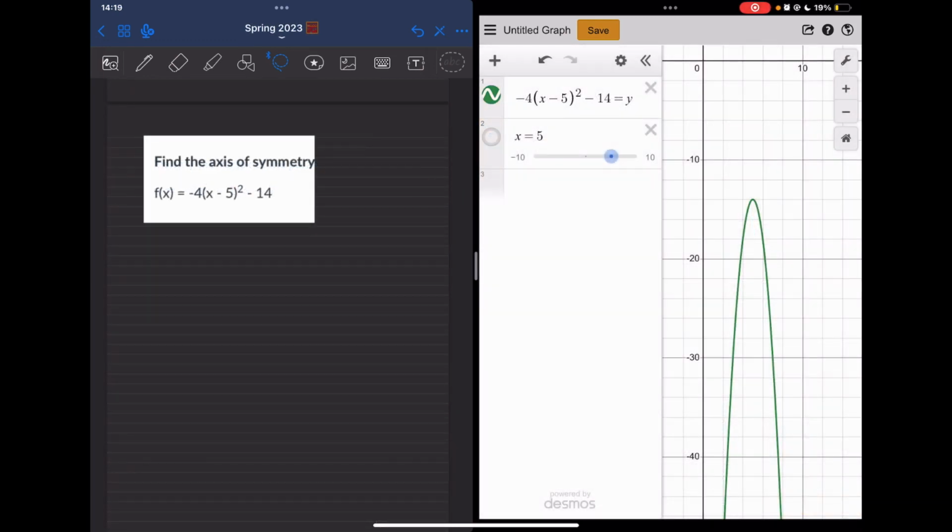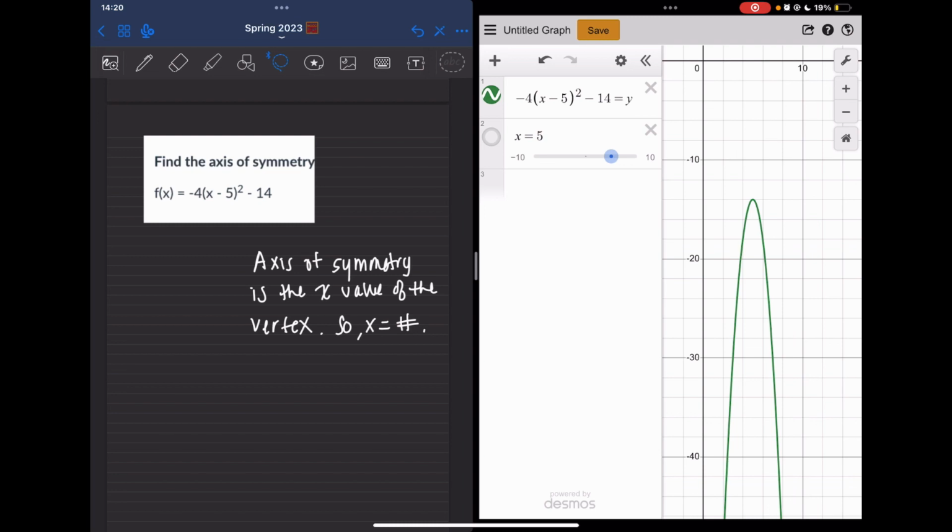Okay, so for number 11, the axis of symmetry, it's going to say f of x equals negative 4 times x minus 5 squared minus 14. So this is a parabola. The axis of symmetry is going to be the center of the graph, so it's the x value of the vertex, and it's going to split the graph in half.